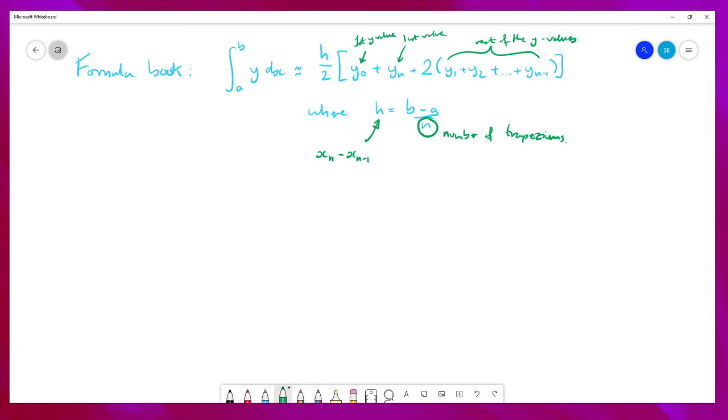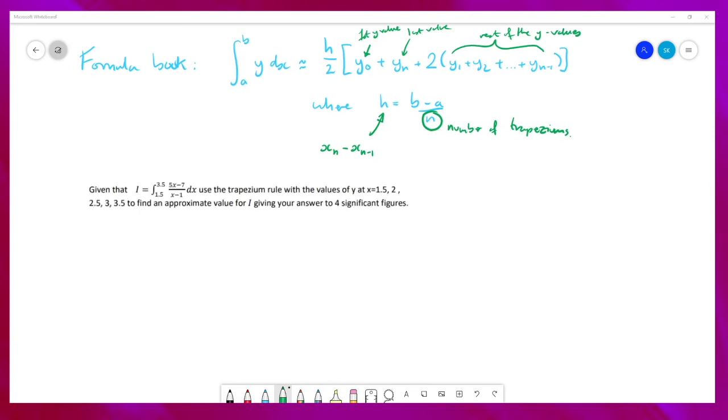So let's have a look at this formula in practice. Here's the example. Given that integral there, use the trapezium rule with the values of y at x for these given values to find an approximate value for I, giving our answer to 4 significant figures. Now, the 4 significant figures part means that we want to be working to at least 4 significant figures, probably 5, so that we don't round too early. Now, with this particular example, we can work exact, which is nice, but others might not be quite so easy to do. General advice is, if you can give your answers exact, then you should.